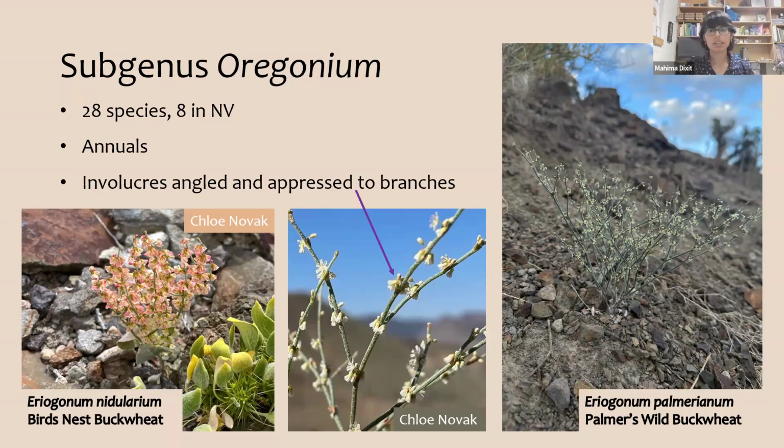And that's shown here in Eriogonum palmerianum in the center photo. Another representative from this group is a bird's nest buckwheat, and this is one of the cutest buckwheats I've seen. You can see right now, when it's green and in flower, it has this bird nest shape, but it really looks like a bird's nest when it dries and turns this golden red color.